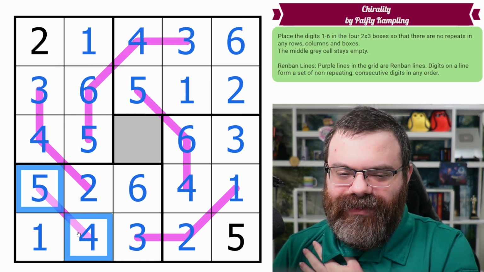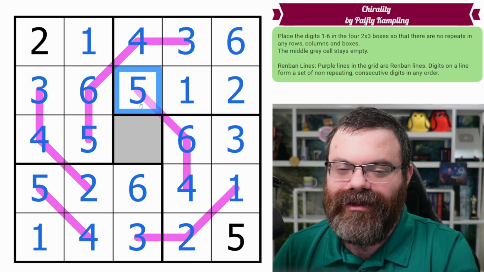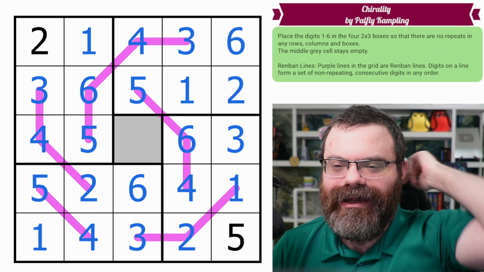That was neat. This Renban did a lot of work. All of the Renbans did a lot of work. That was neat. I like that puzzle a lot.